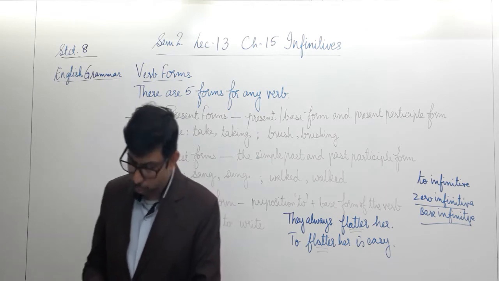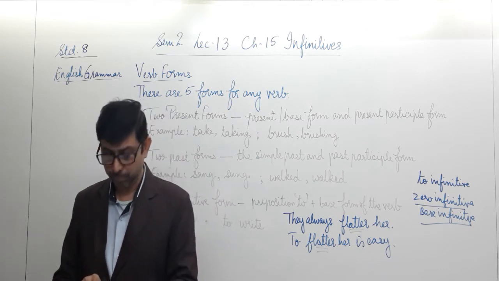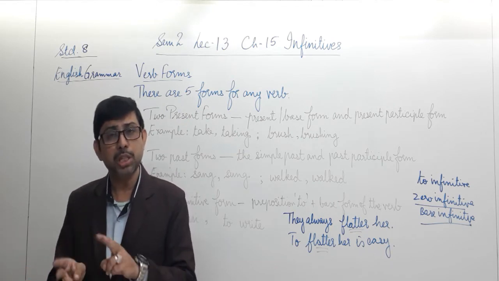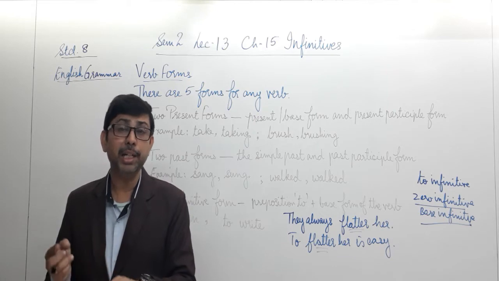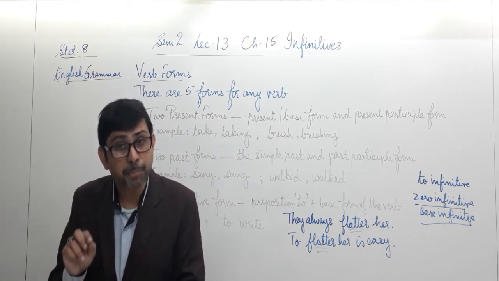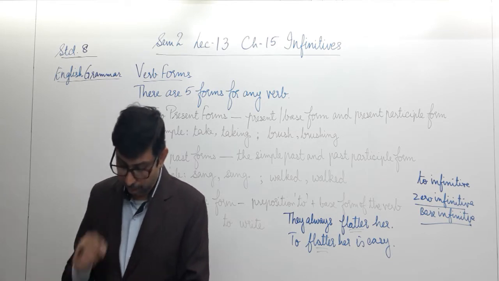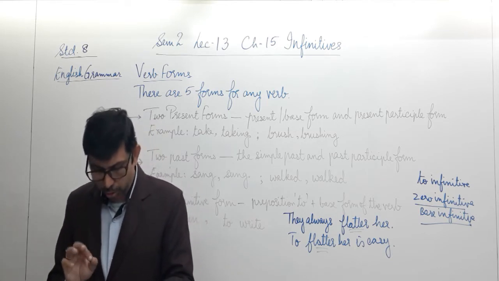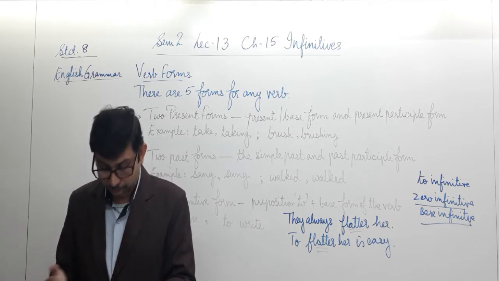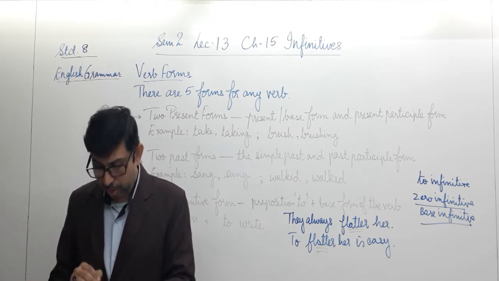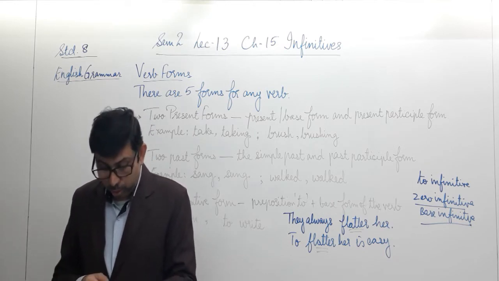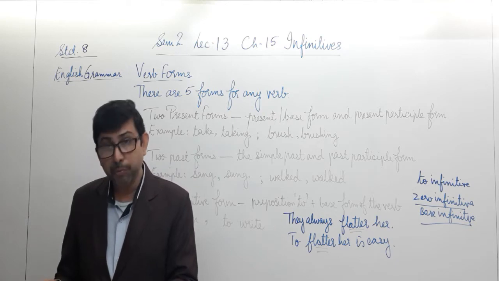Other examples: to find fault is easy. On the other hand, you can say it is easy to find fault. So we are just changing the way of writing by introducing the word it as a subject. Well, there are a few more examples. To waste your money is foolish. It is foolish to waste your money. To talk like this is rude. It is rude to talk like that. To eat too much is harmful. It is harmful to eat too much.